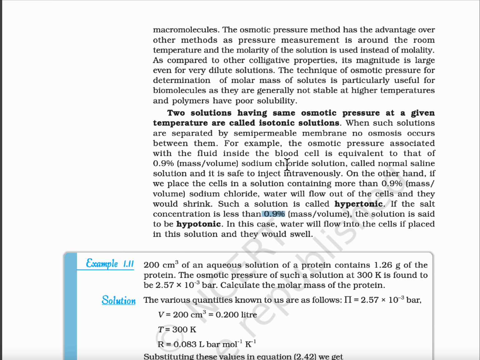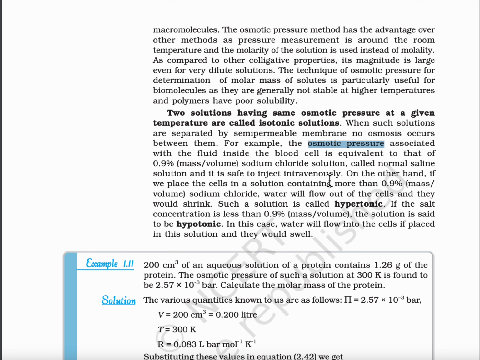So what does it mean? The fluid in the blood cell and 0.9% sodium chloride solution are isotonic solutions. That is, they have the same osmotic pressure. The sodium chloride solution is nothing but normal saline solution. So this saline solution and blood cell fluid have the same osmotic pressure, and so they are isotonic. They can be injected intravenously, that is directly into the veins, because there won't be any pressure difference and there won't be any flow of solvent from one side to the other.